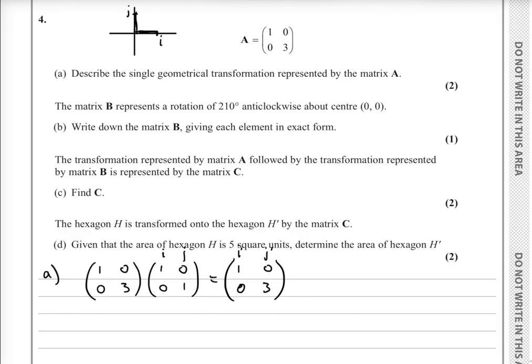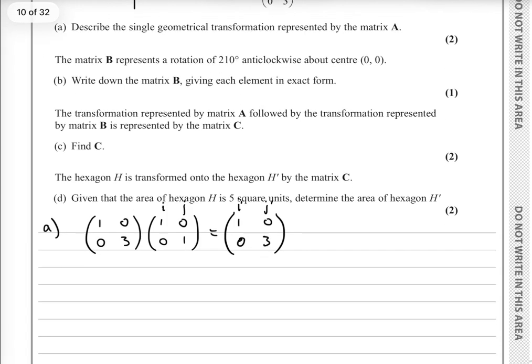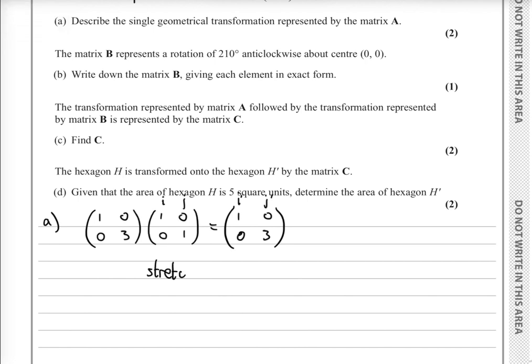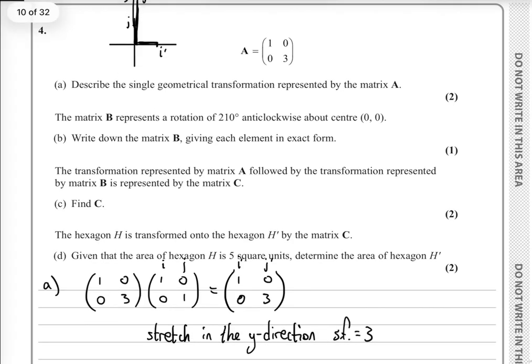And you can see that the i column hasn't changed. i is staying here. So i prime is where i was. But the j vector has transformed. It's now much further up. It's a 3 up here somewhere. And j prime is way up here. So if i hasn't changed and the j has become 3 times bigger, then that is a stretch in the y direction, or parallel to the y-axis. And the scale factor of that stretch is 3.